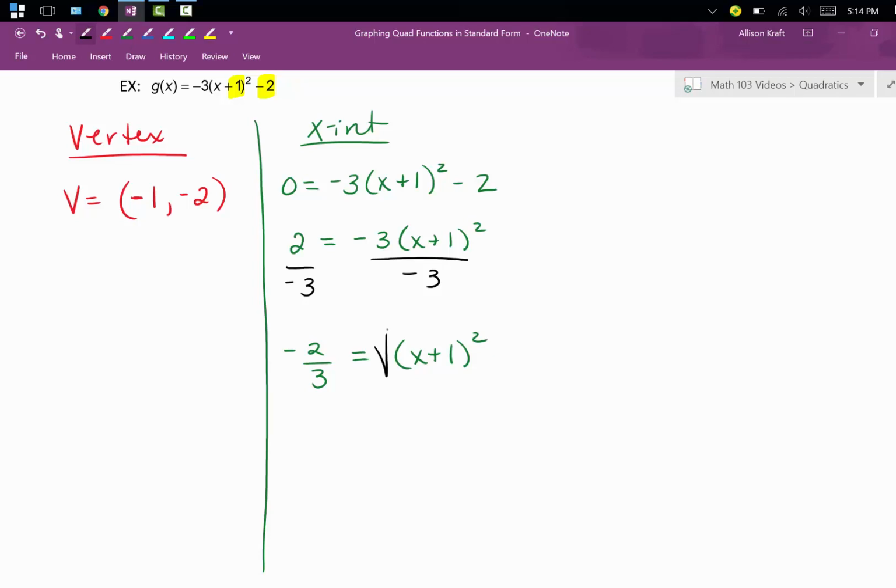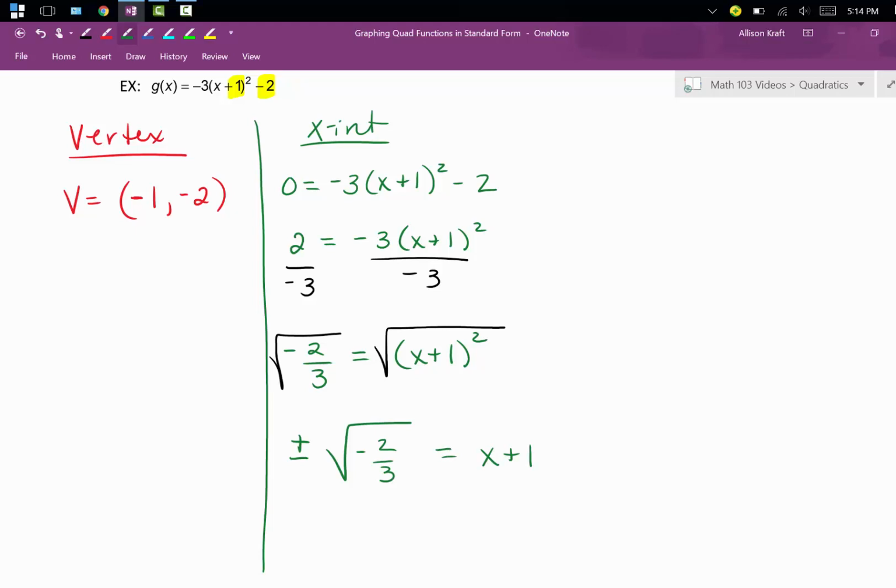Now we're ready to take the square root of both sides. Remembering that when we apply the square root property, a plus or minus shows up. So we'll have plus or minus the square root of -2/3 equals x plus 1. But let's take a look at this radical.